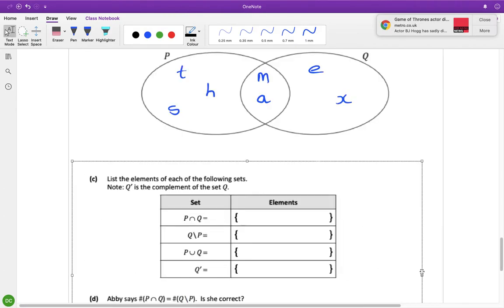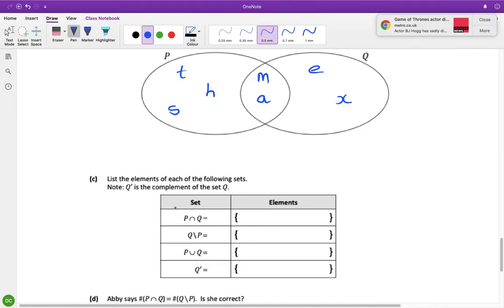Okay, so list the elements in each of the following sets. So we talked about this up there. That symbol there means intersection, and the intersection is the overlap. So list the elements in the overlap, here and here, A and M. We did this up above as well.